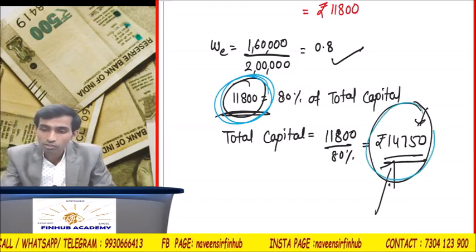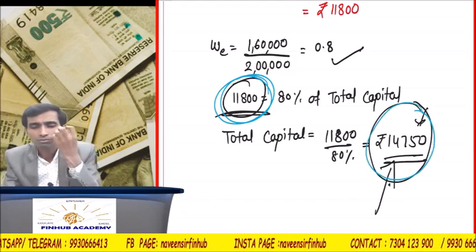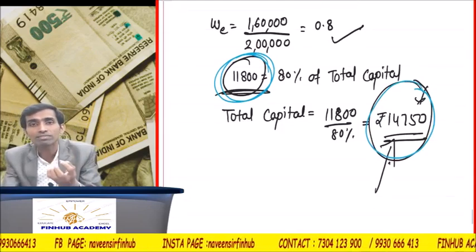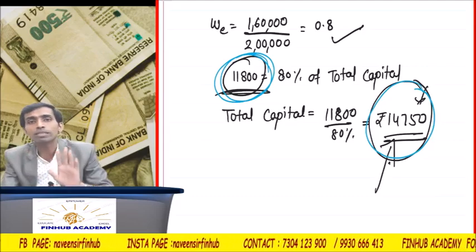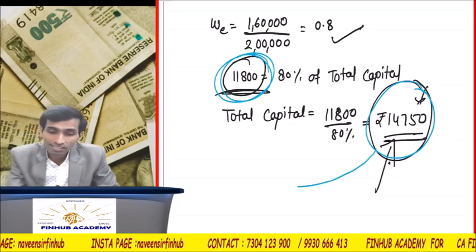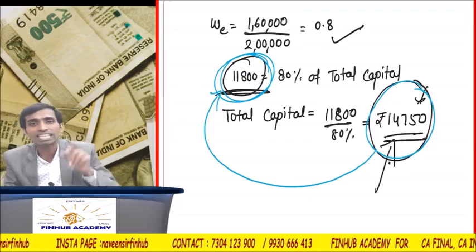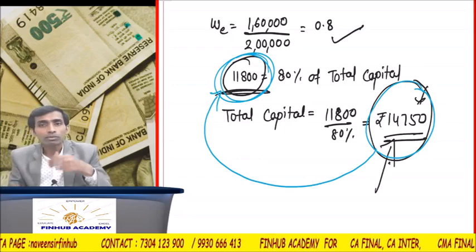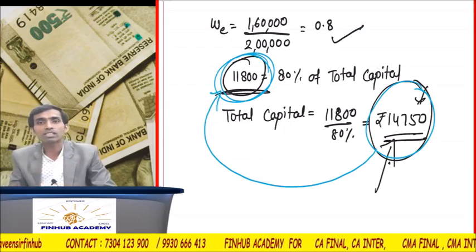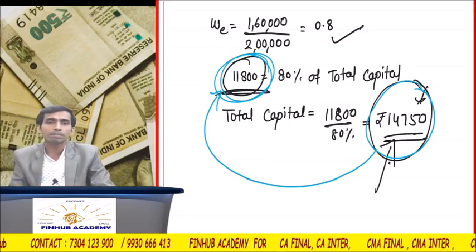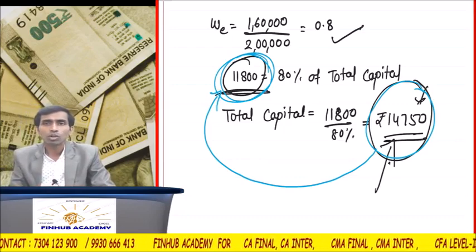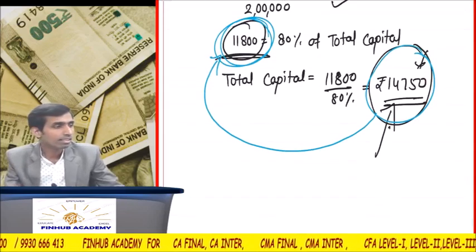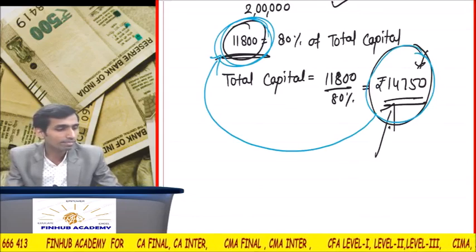So out of 14,750, this is 100% capital. If you are making a capital investment of 14,750, no new equity needs to be issued. Out of this, 11,800 will come from the retained earning. The balance amount will come from preference and debt. So my question is, will your proportion change? Will the weights of investment change? No, no. You will issue the difference. Tell me the difference. 14,750 minus 11,800.